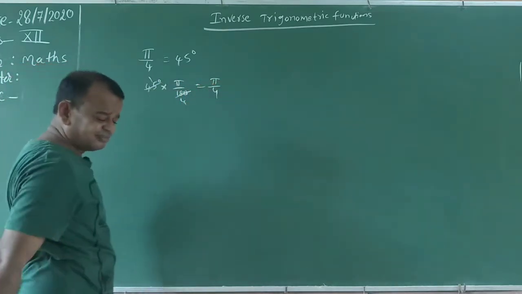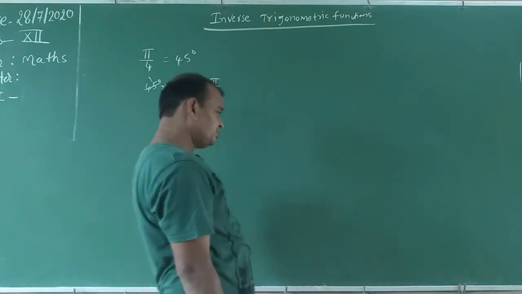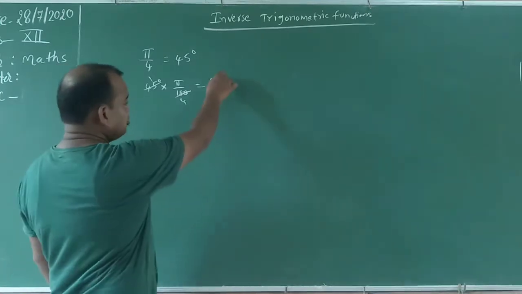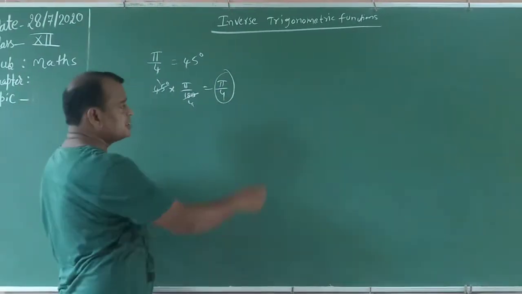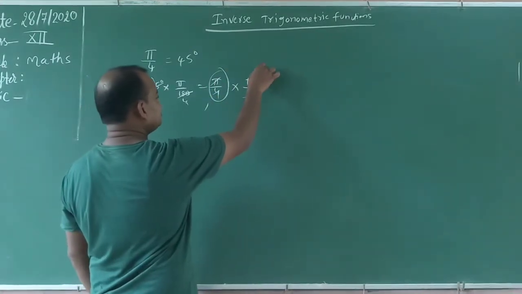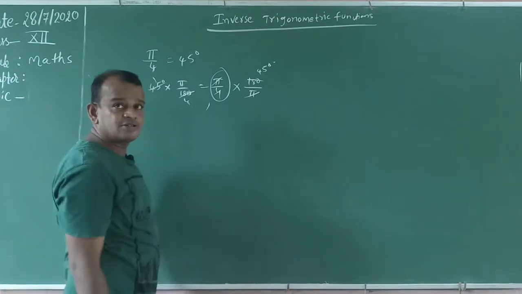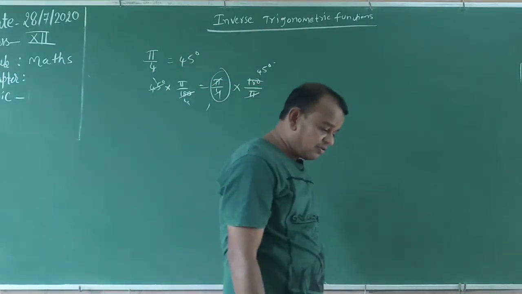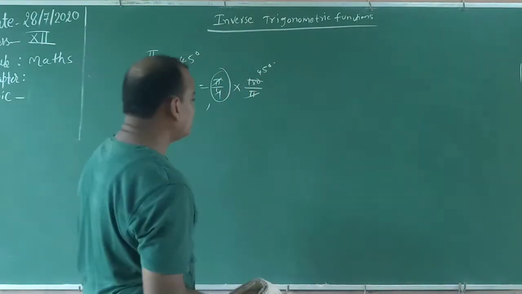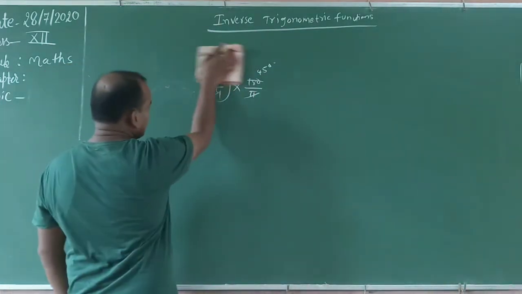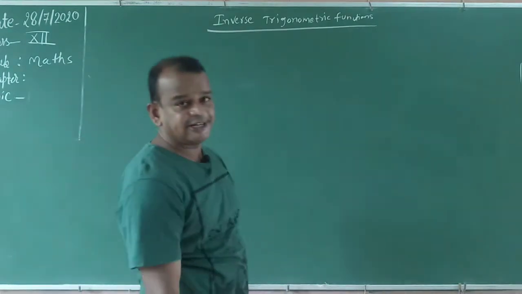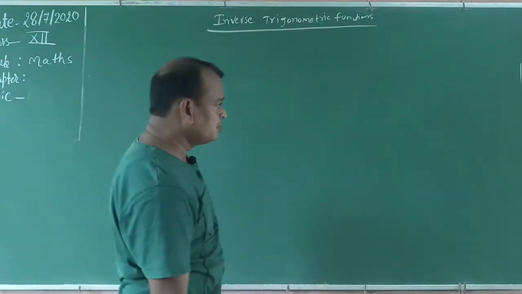Suppose the radians will be converted into the degrees. This is pi by 4, the radians. Converted into the degrees means multiplied with 180 by pi. Understood or not? The radians will be converted into the degrees by multiplying the radian value with 180 by pi. The degrees will be converted into the radians, multiplied with pi by 180. Understood?